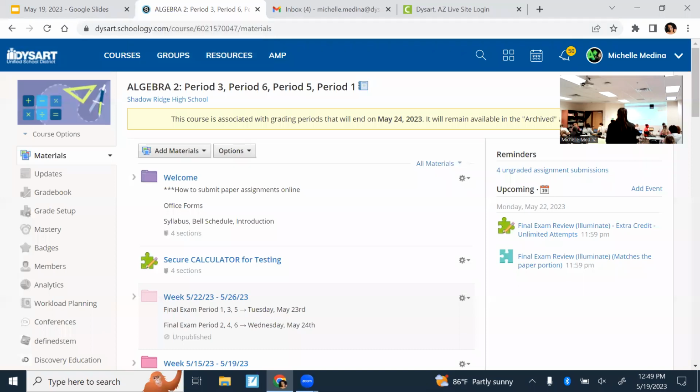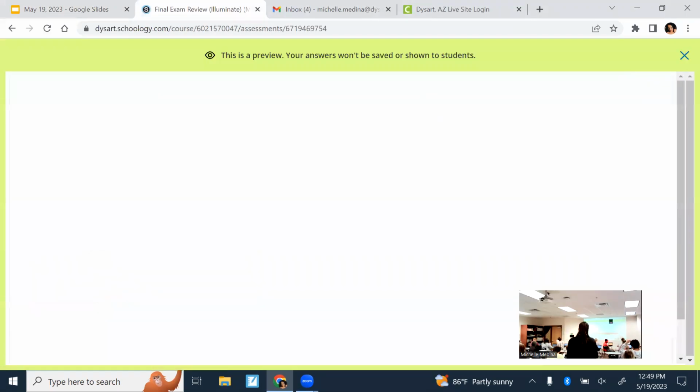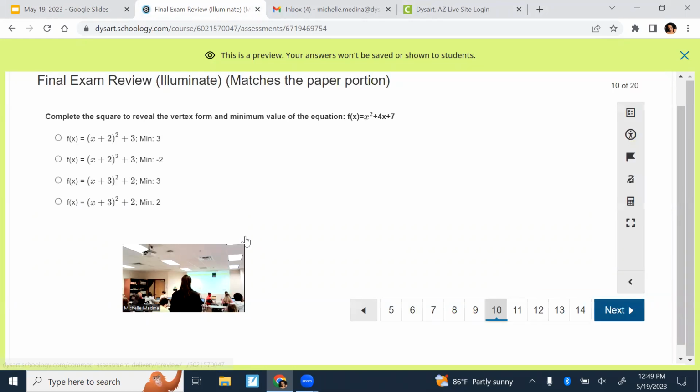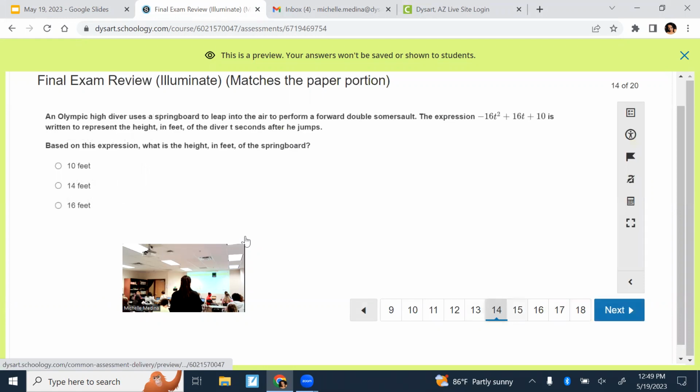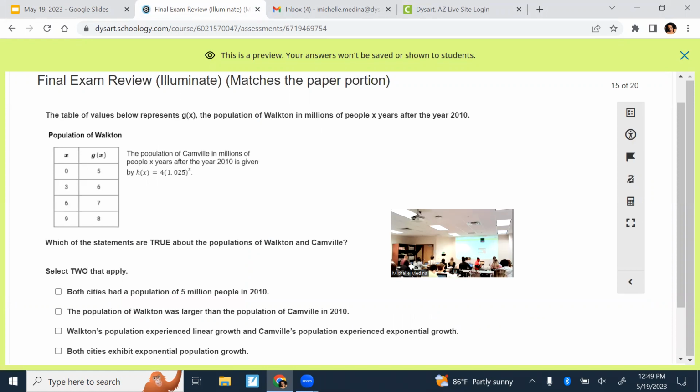All right. Then what requests do you have from the final, Jorge? Did you say 16? 15. Okay, so the table of values below represents g of x, the population in millions of people x years after the year 2010. And we need to pick two statements that are true. It doesn't say two, it just says which of the statements are true. Oh, it does say two, like 2 out of 5.